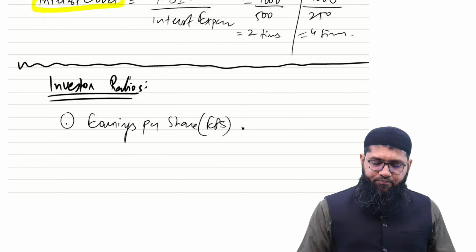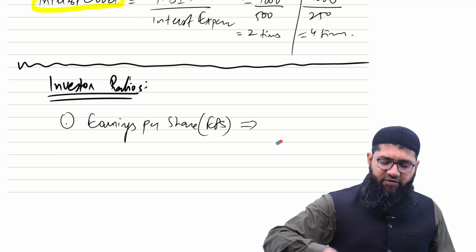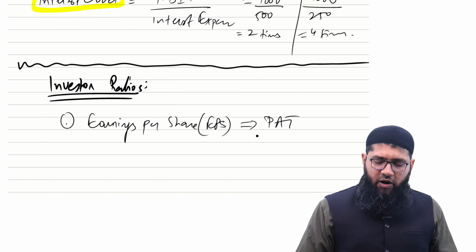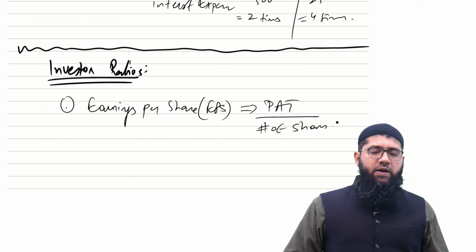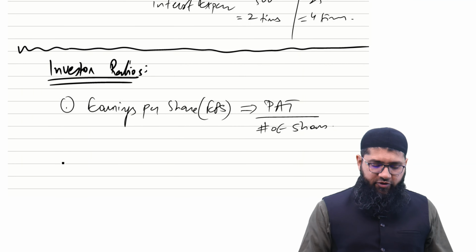The EPS. How do you calculate the EPS? The EPS is calculated as profit after tax divided by number of shares. And this EPS actually tells you how much earnings you have made on a single share.